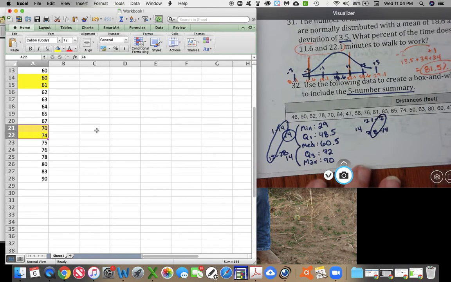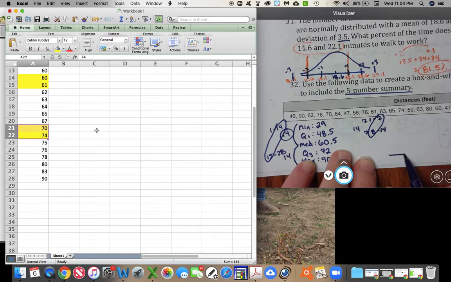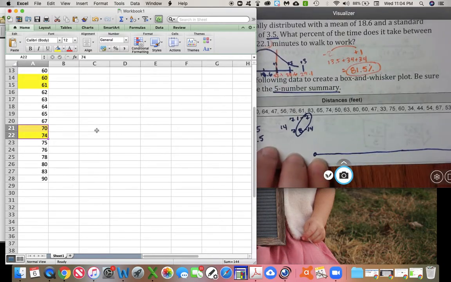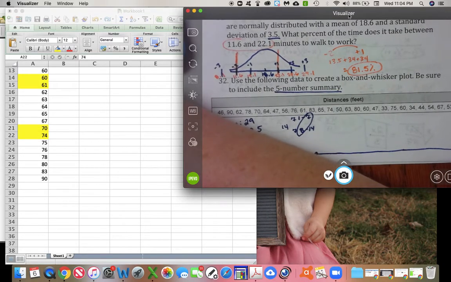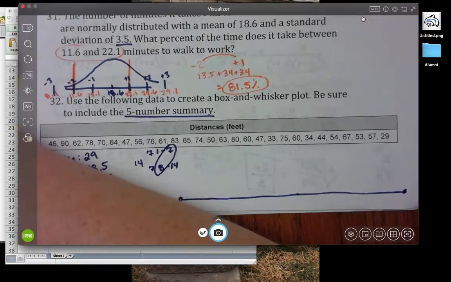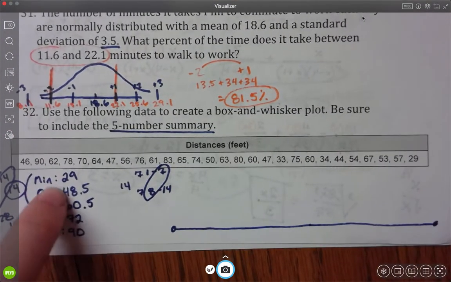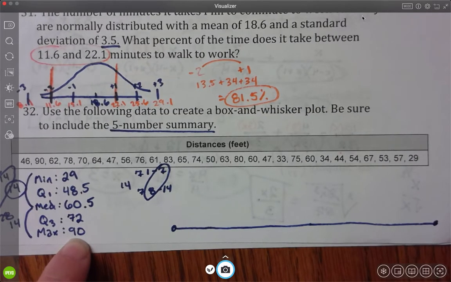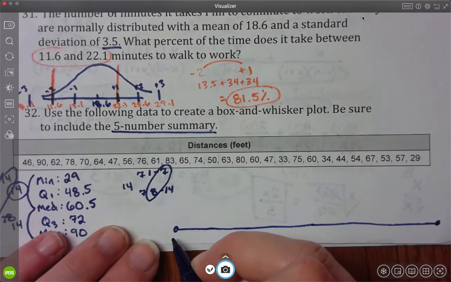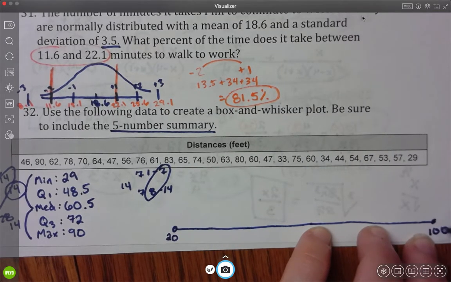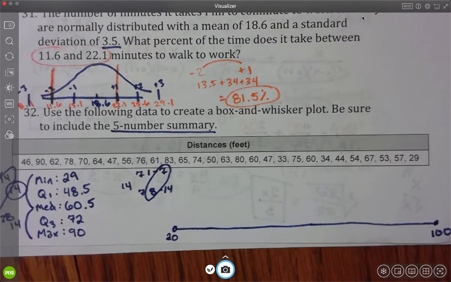So now I have my 5-number summary, and then what I'm going to do is make my box and whisker plot, okay? So I'm going to first make my number line here, okay? And that number line, let me full screen this here now that we have all our numbers. So I'm going to make my number line down here at the bottom, and my smallest number is 29, and my largest number is 90. So let's go from like 20 to, let's go 100. 20 to 100 is a really nice scale, okay?